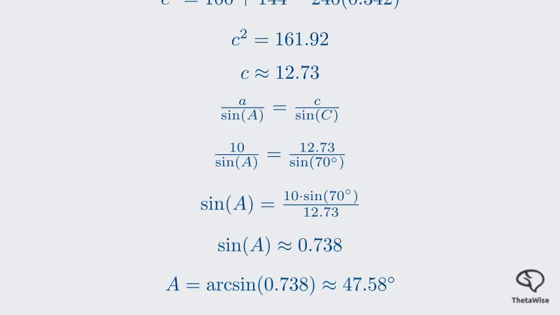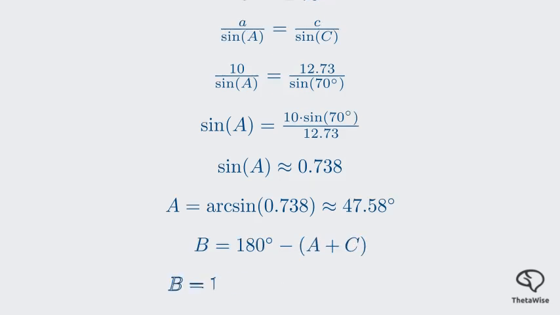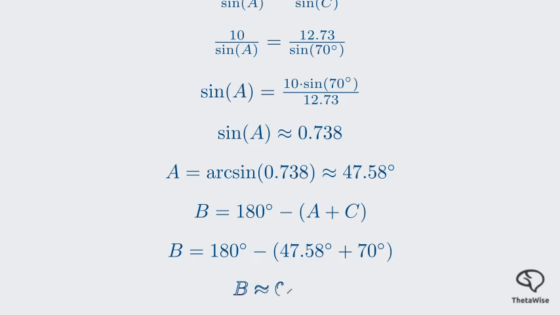Finally, we can find angle B by subtracting the other two angles from 180. Angle B is 180 minus 70 minus 47.58, which is approximately 62.42 degrees, and our triangle is solved.